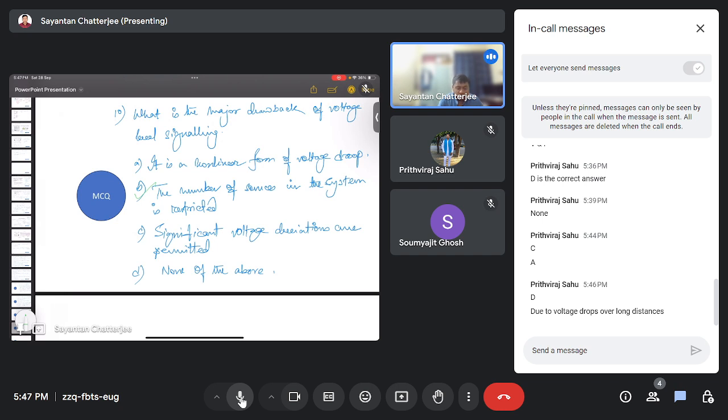The number of sources that we can attach is mostly restricted. So to have voltage level signaling, that's the major challenge, due to voltage drops over long distances, yes.